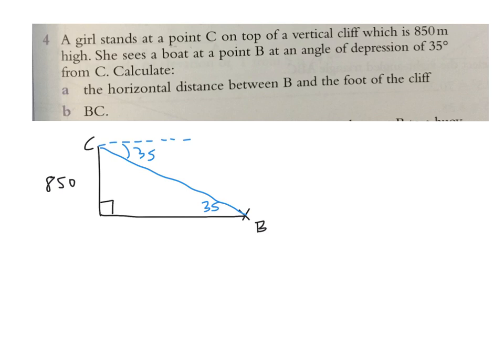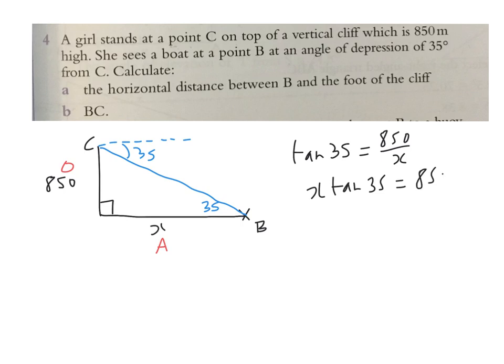Part A is to calculate the horizontal distance between B and the foot of the cliff. So that is here. We want to work that out. We want the adjacent and we know the opposite. So to work out the adjacent, we'd have to use tan because it says O and A, which is TOA. Tan of the angle equals the opposite, 850, divided by the adjacent. So if we cross multiply, we get x tan 35 equals 850, and x equals 850 divided by tan 35.